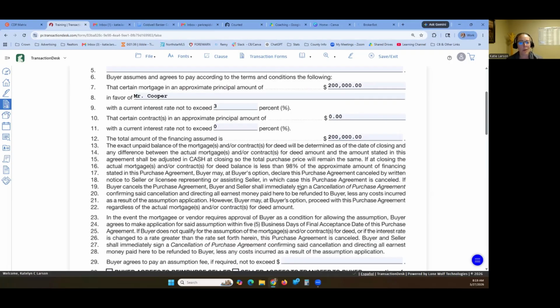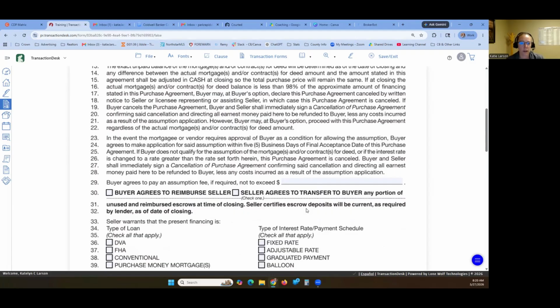They don't have to, but they can. Okay. Then it goes on to say normal cancellation language. If buyer cancels the purchase agreement, buyer and seller shall immediately sign a cancellation of purchase agreement, confirming said cancellation and directing all earnest money paid here to be refunded to buyer, unless any costs incurred as a result of the assumption application. However, buyer may, at buyer's option, proceed with this purchase agreement regardless of the actual mortgage amount. Okay. So your buyer can cancel if they want to, but they don't have to.